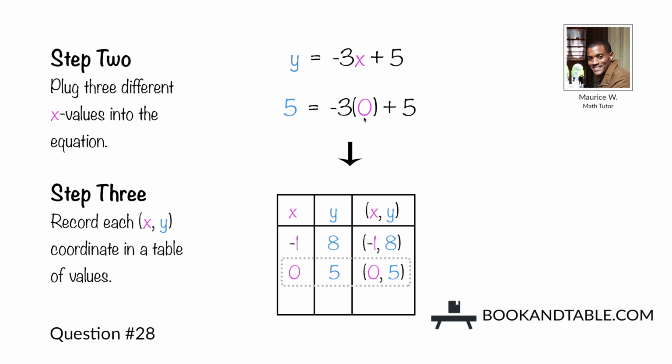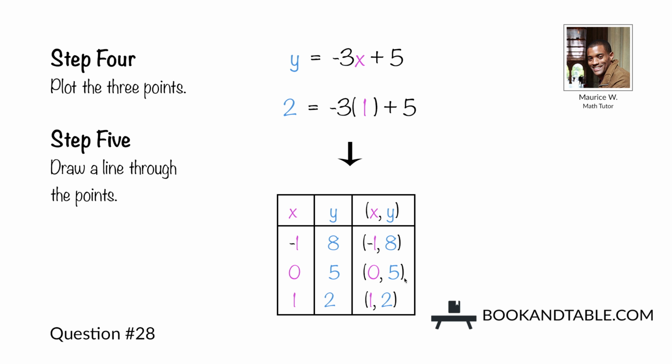When x is equal to 0, we get -3 times 0, which is 0. 0 plus 5 is equal to 5. So our second coordinate is 0, 5. And then if x is equal to 1, -3 times 1 is -3. -3 plus 5 is +2. So when x is 1, y is +2. So that's our third point.